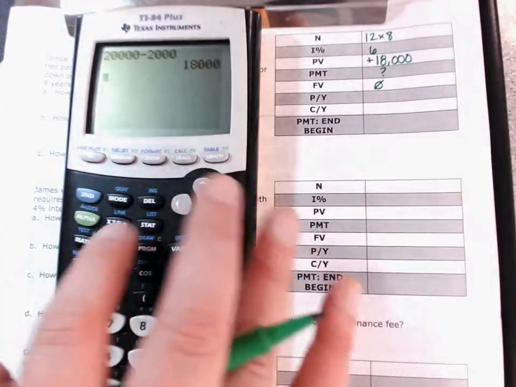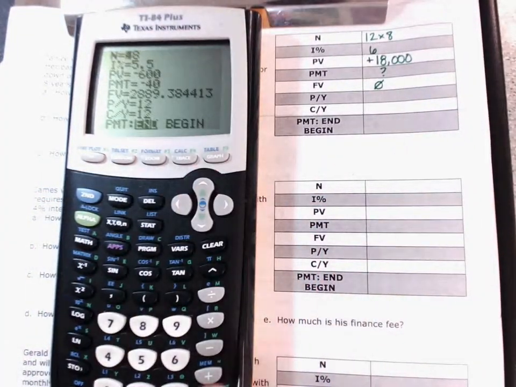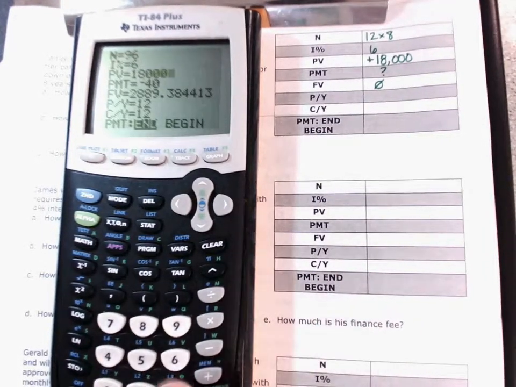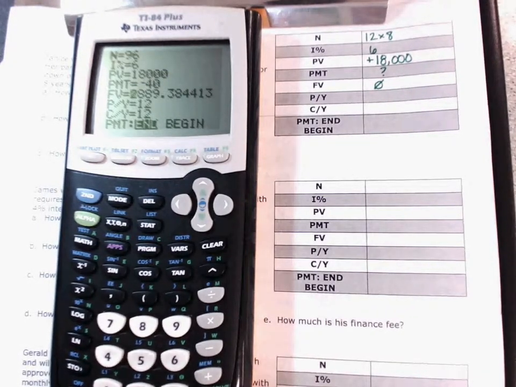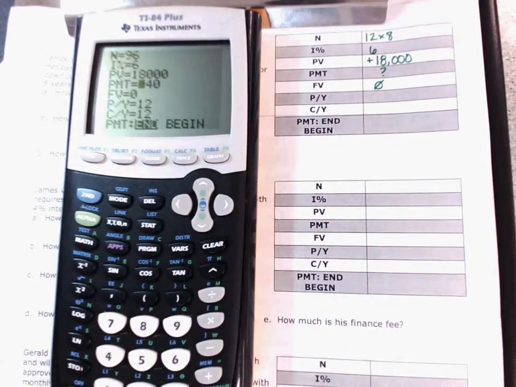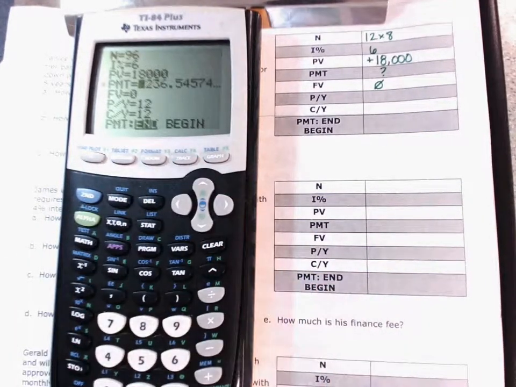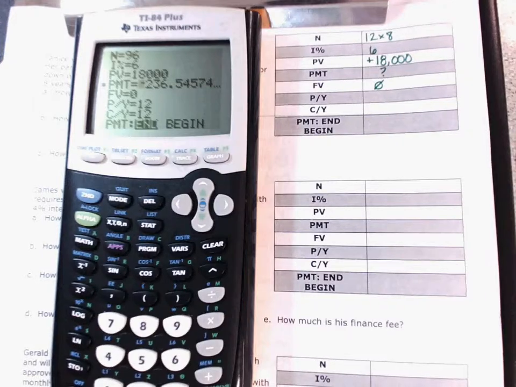So we're going back, apps, enter. 12 times 8 is my years, times my months, 6% interest. We're borrowing $18,000 from the bank. We don't know our payment yet, but our future value we want to be 0. And then remember, in order to solve, you push alpha, enter. So her monthly payments would be $236.54.